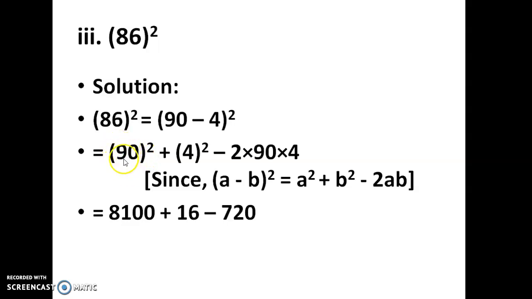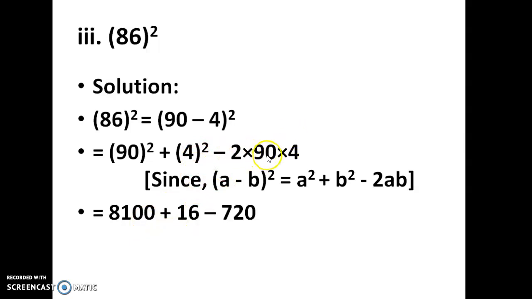9 square is what? 81. Okay, so 81 write it. Then 1 0 is there. So 1 0 is there means in the square number it will be doubled and you will get 2 zeros. Okay, 4 square is 16.